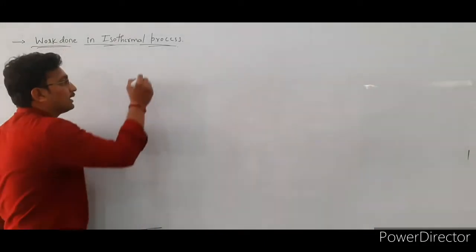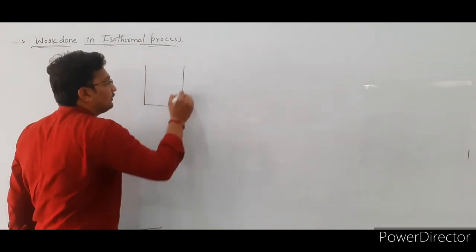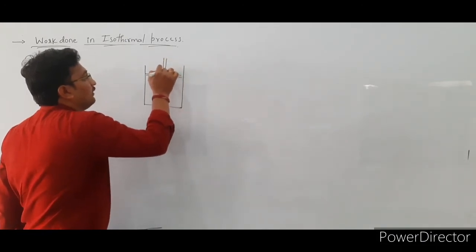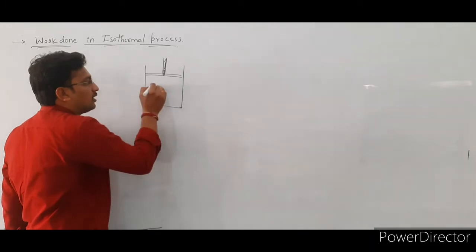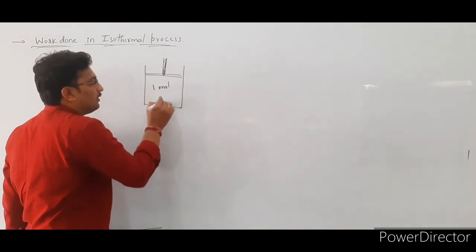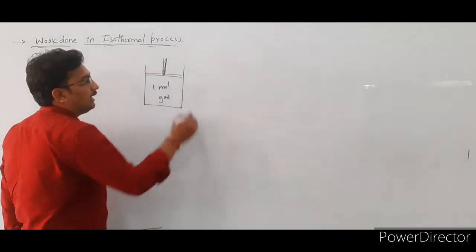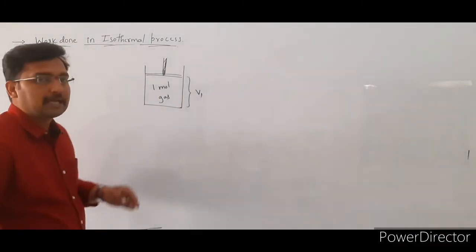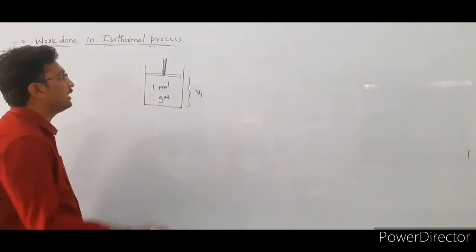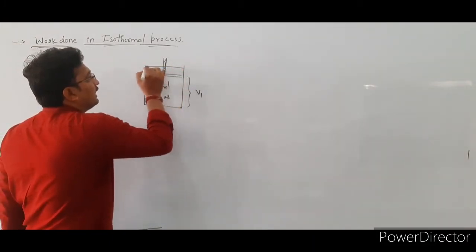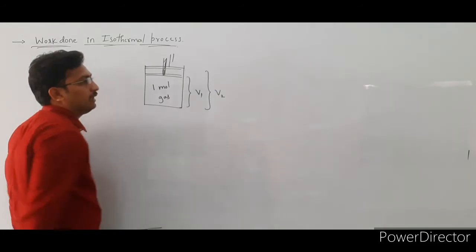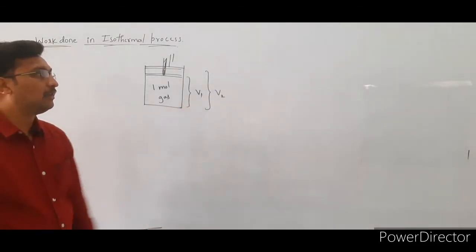Okay. So in this case, we are considering a cylinder. Consider a cylinder fitted with a frictionless piston, and it consists of 1 mole of a gas. Here the initial volume of this cylinder is V1. Let the gas be allowed to expand isothermally. In that case, the volume of this cylinder increases. This is the final volume, that is V2. The initial volume is V1 and the final volume is V2.